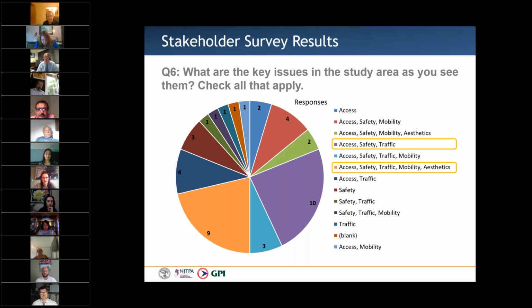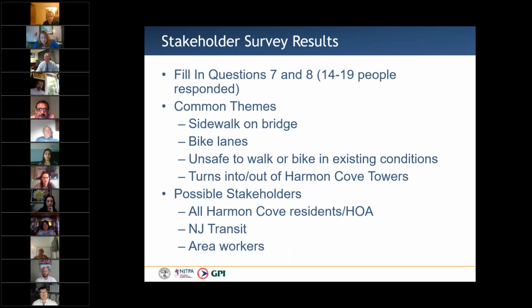The sixth question asked, what are the key issues in the study area as you see them? The most common responses were access, safety, traffic, mobility, and aesthetics. Questions numbers 7 and 8 were fill-in questions regarding possible stakeholders and an opportunity for any additional comments, questions, or suggestions. There were common themes. Those common themes were the importance of safety, the need for sidewalks and bike lanes, and the ability to turn into and out of Harmon Cove Towers.